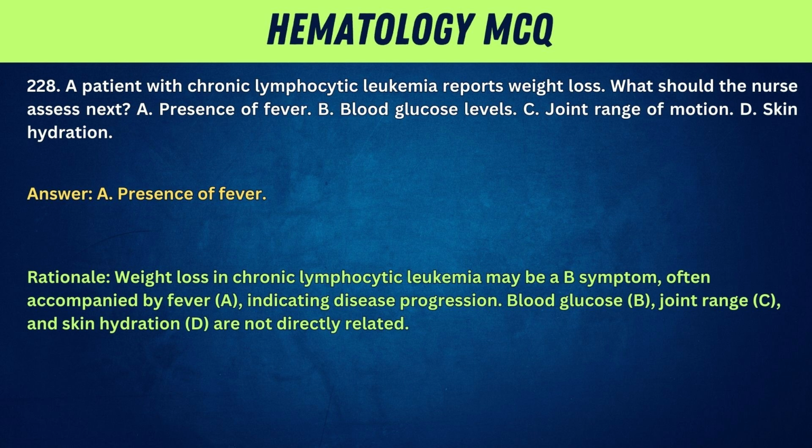228. A patient with chronic lymphocytic leukemia reports weight loss. What should the nurse assess next? A. Presence of fever. B. Blood glucose levels. C. Joint range of motion. D. Skin hydration. Answer: A. Presence of fever. Rationale: weight loss in chronic lymphocytic leukemia may be a B symptom, often accompanied by fever, A, indicating disease progression. Blood glucose, B, joint range, C, and skin hydration, D, are not directly related.